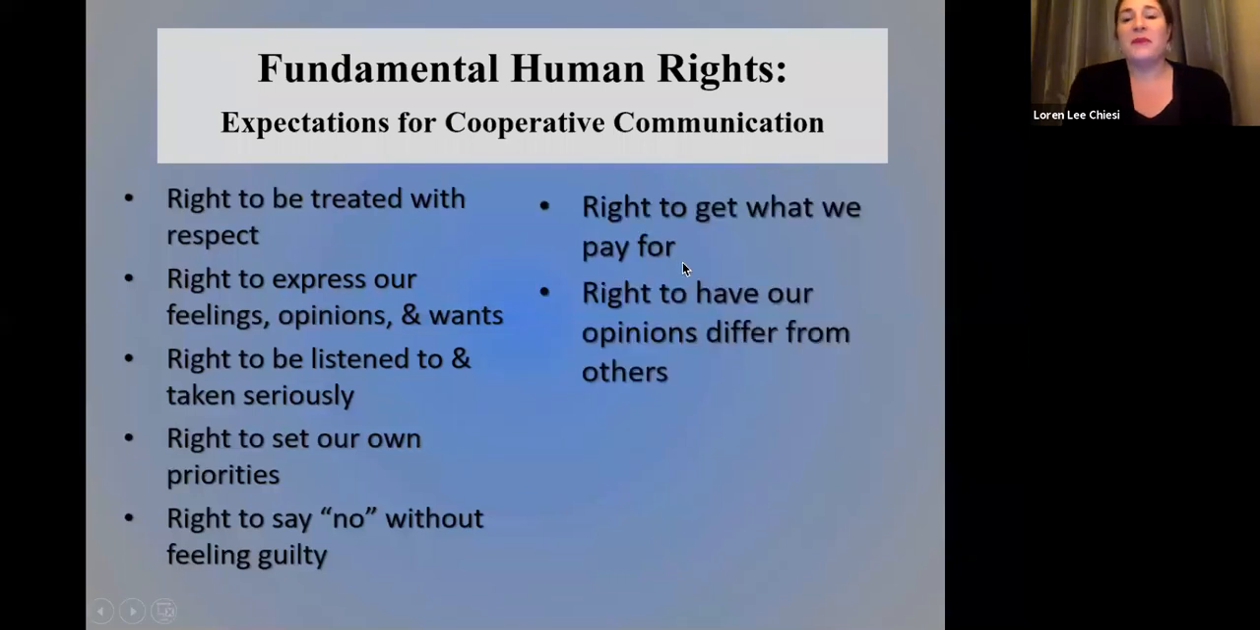The right to get what we pay for. As a teacher, your students and colleagues and administrators deserve to get the best from you as you're a paid professional, and you deserve to get the best from other people as a paid professional. And somebody that you're working with or dealing with, especially in a paid capacity as a professional, you deserve to get the best you can for what you're paying for.